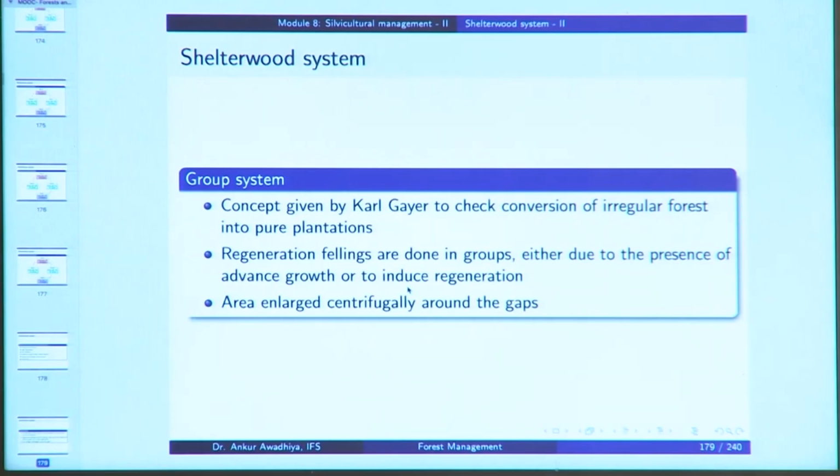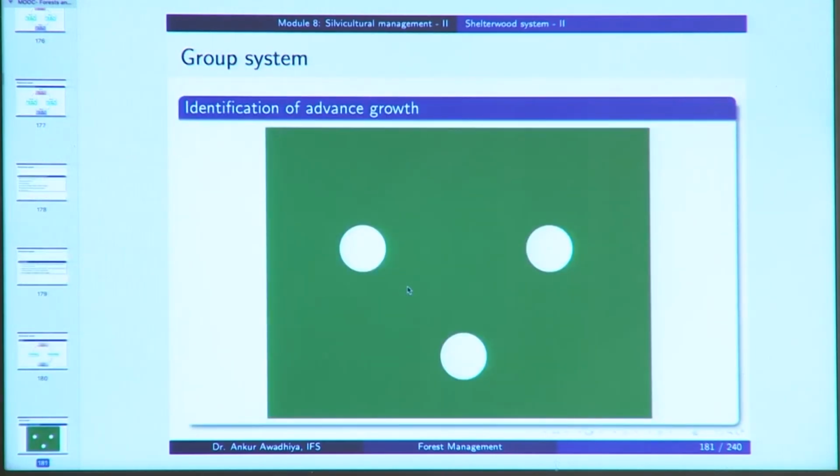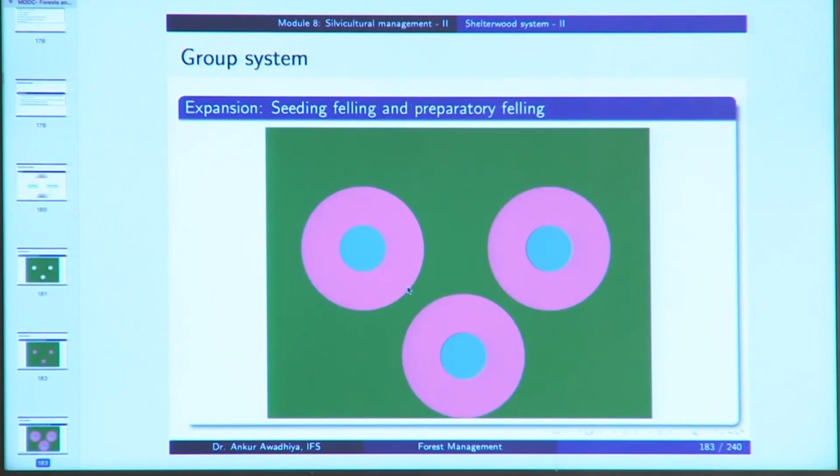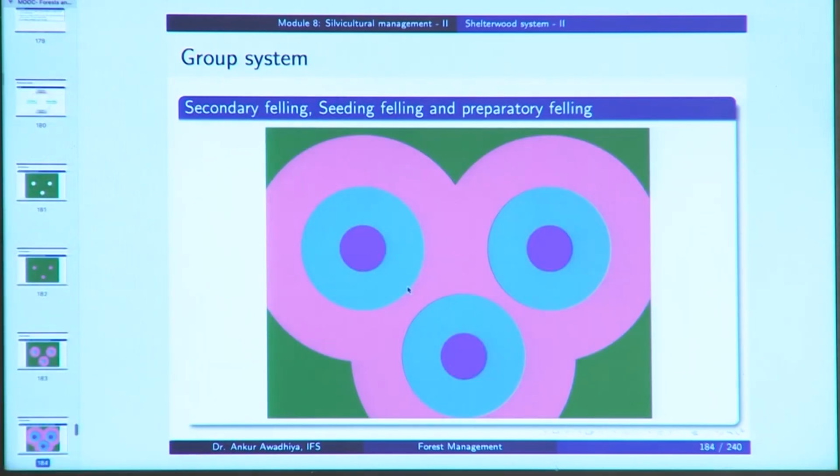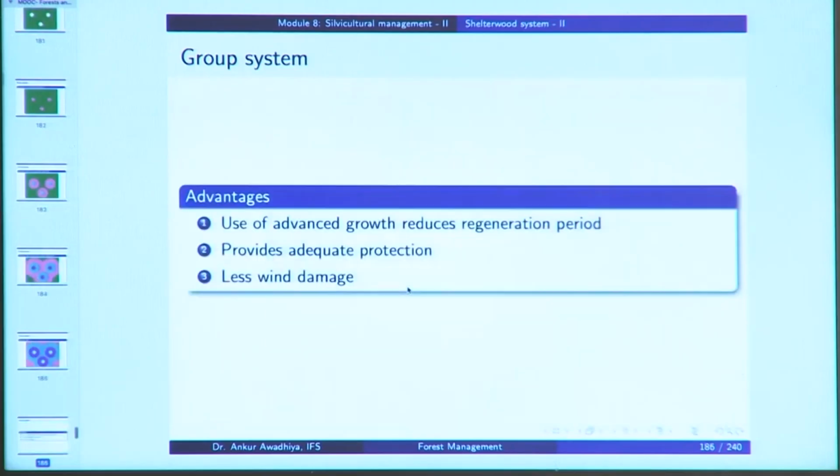Next, we looked at group system, which is a concept that was given by Carl Gehr. In this case, the regeneration felling is done in groups, either due to the presence of advanced growth or to induce regeneration, and then the area is enlarged centrifugally. So, in this case, you identify the advanced growth, do the preparatory felling, then in the next stage you do seeding felling in these areas, and you are also increasing the areas centrifugally where you will be doing the preparatory felling, and slowly and steadily these areas will increase.